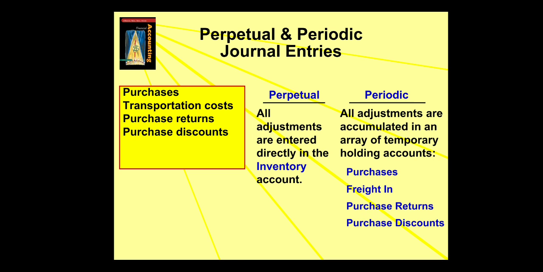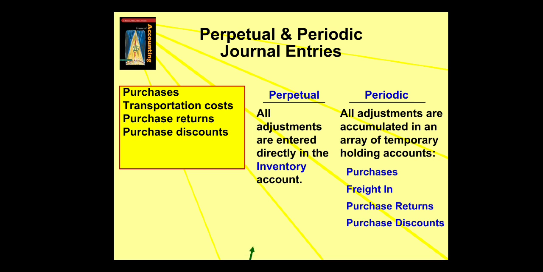See here, under the perpetual recording system, all adjustments are entered directly in the inventory account. But if you use the periodic system, when you record purchases, all adjustments are accumulated in an array of temporary holding accounts. The purchases account, the freight-in account is related to the transportation cost, the purchase return account is related to purchase returns, and the purchase discounts account is related to purchase discounts.